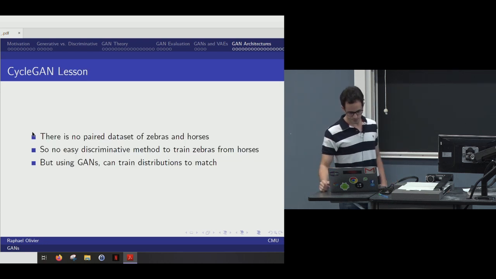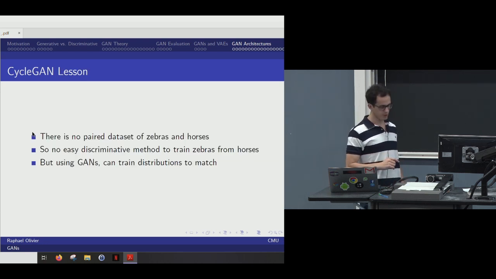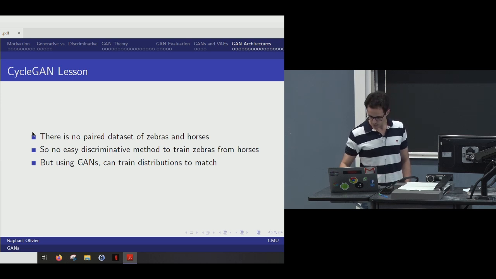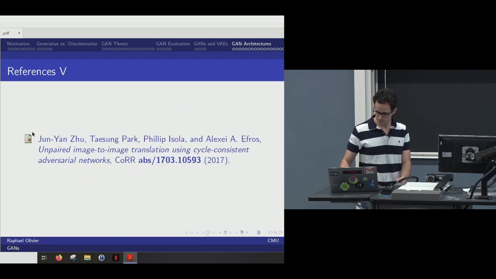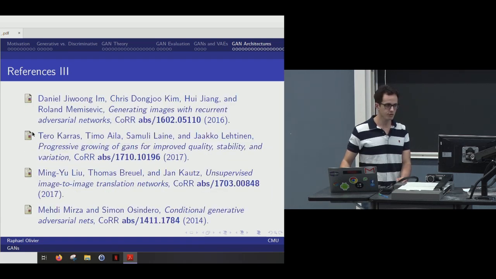Again, this is impressive because you don't need a paired dataset to do the translation. So no discriminative methods like the ones you've seen before GANs would be able to address that problem. But GANs can do it. And that's the end of the slide. Any questions on anything in the last 5 minutes?